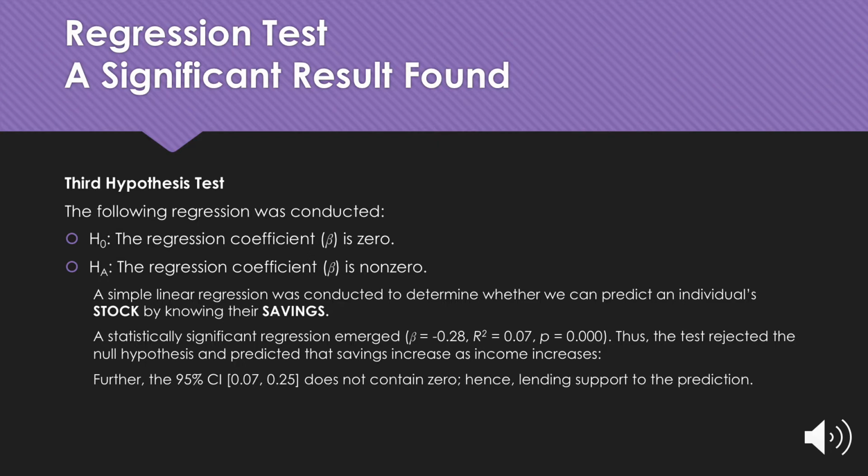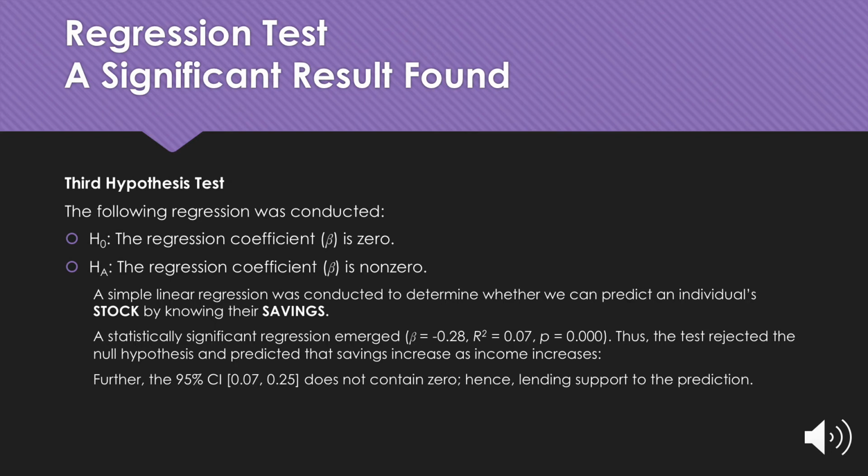The third regression test. The following regression was conducted, where the null hypothesis stated the regression coefficient is 0 and the alternative hypothesis stated the regression coefficient is non-zero. A simple linear regression was conducted to determine whether we can predict an individual's stocks by knowing their savings. A statistically significant regression emerged. Thus, the test rejected the null hypothesis.